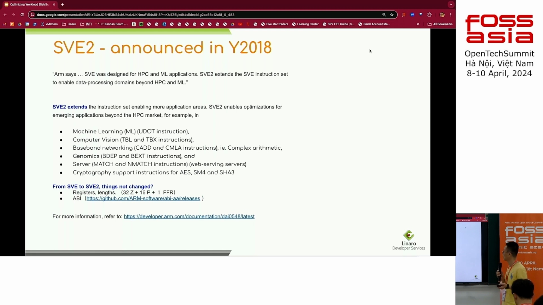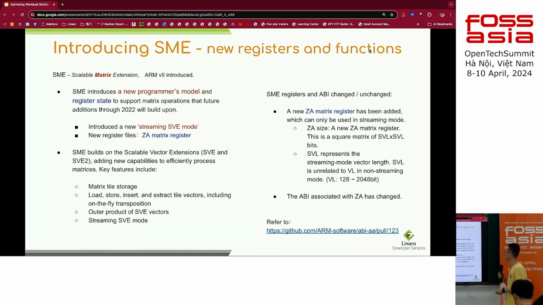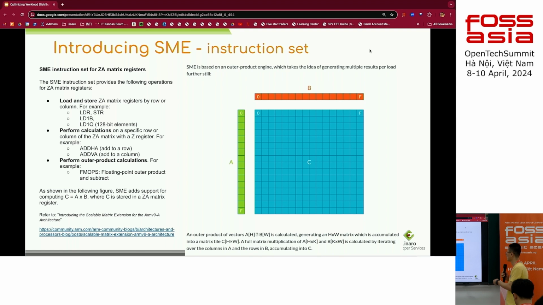So Arm extends SVE to more domains with SVE2, and also the matrix solutions. With matrix solutions, they introduced a bigger register file, so you can do some complex stuff like the outer product of two vectors.